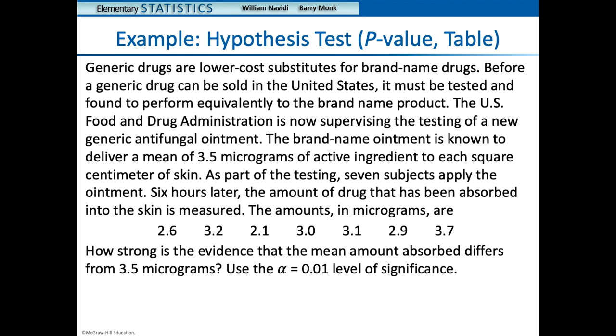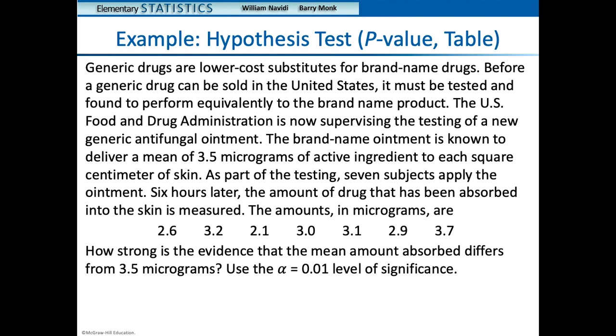As part of the testing, 7 subjects apply the ointment. 6 hours later, the amount of drug that has been absorbed into the skin is measured. The amounts in micrograms are given here: 2.6, 3.2, 2.1, 3.0, 3.1, 2.9, 3.7. So there are 7 numbers there corresponding to the 7 subjects who participated in this test. The question is, how strong is the evidence that the mean amount absorbed differs from 3.5 micrograms? Use the 0.01 level of significance.